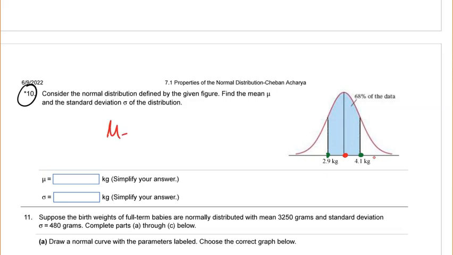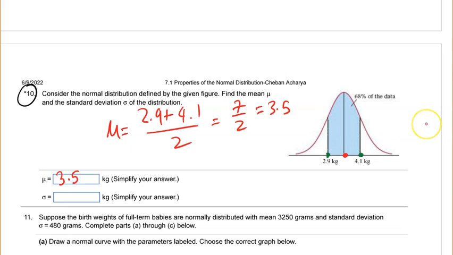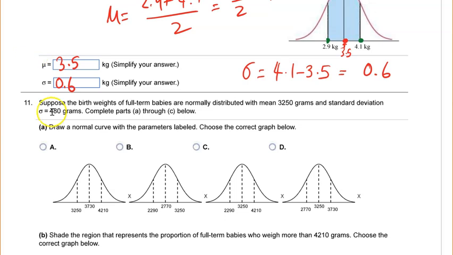Therefore, the mean mu is going to be 2.9 plus 4.1 divided by 2, which is 7 divided by 2, that's 3.5. This point here is 3.5. Now, what's the standard deviation? That's 4.1 minus 3.5. Sigma equals 4.1 minus 3.5, and you get 0.6. 0.6 is the sigma, or standard deviation.